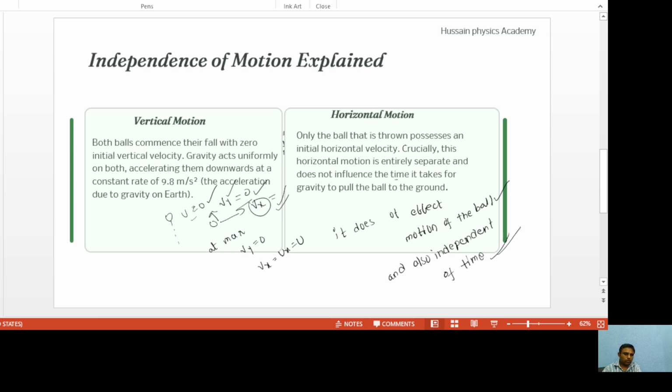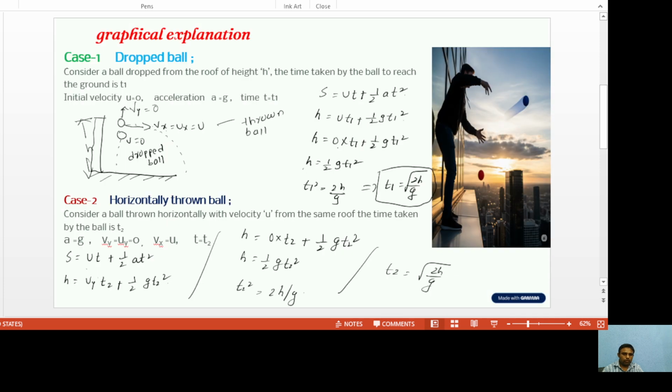Okay, so next, the mathematical proof that both the balls reach the ground simultaneously. Here I am considering case 1 for the dropped ball and case 2 for the horizontally thrown ball. So consider a ball dropped from the roof of height h. I am taking it as ball 1. It is at a certain height h and the time taken by the ball to reach the ground is t1.